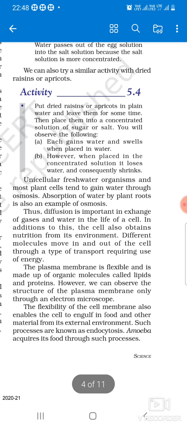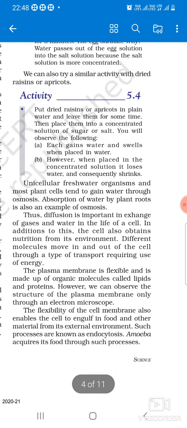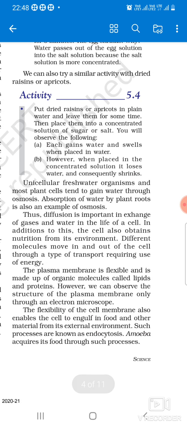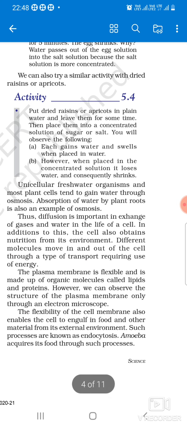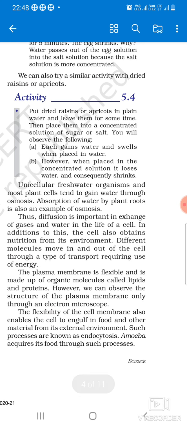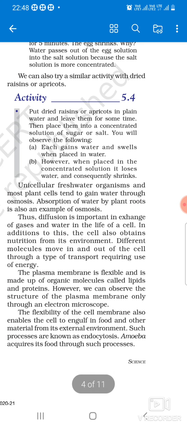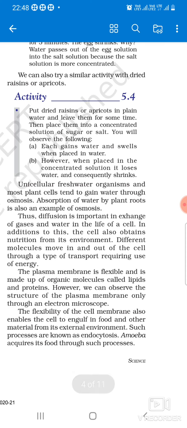It means exosmosis and endosmosis has taken place. In the first case, endosmosis will take place, water will move from outside to inside. And in the second case, when we keep the swollen raisins or apricots in the sugar solution, then exosmosis will take place.